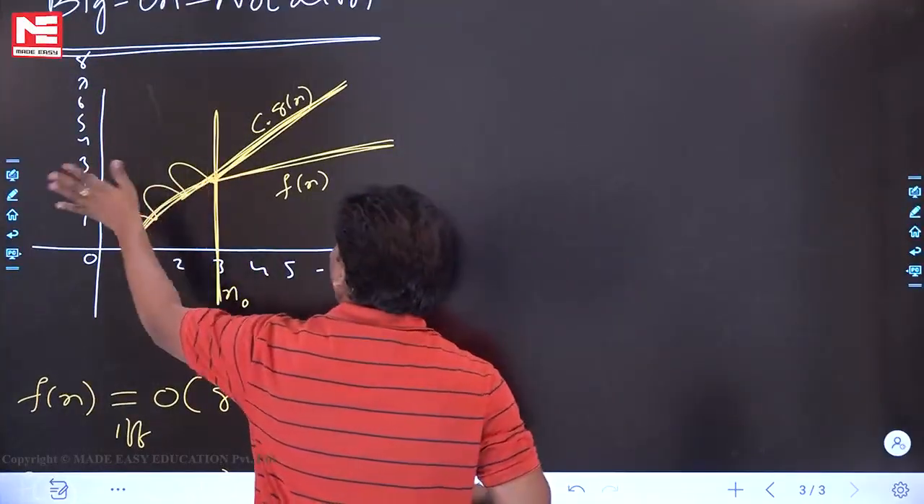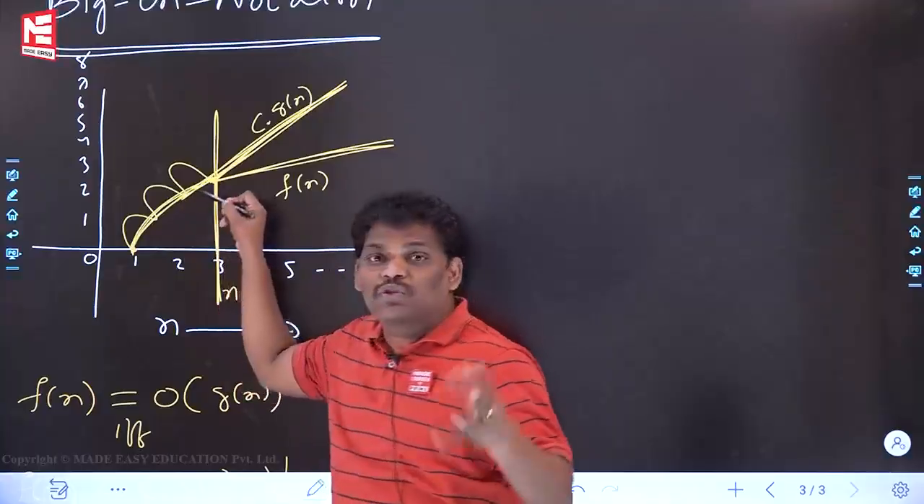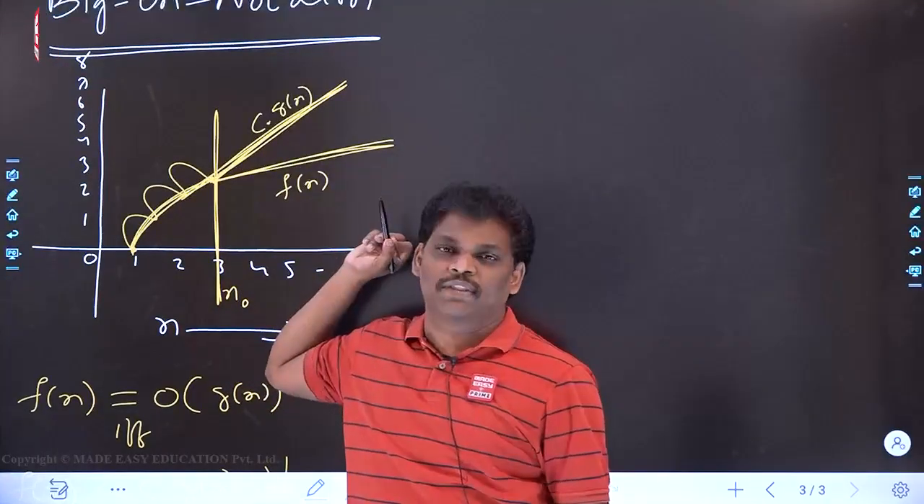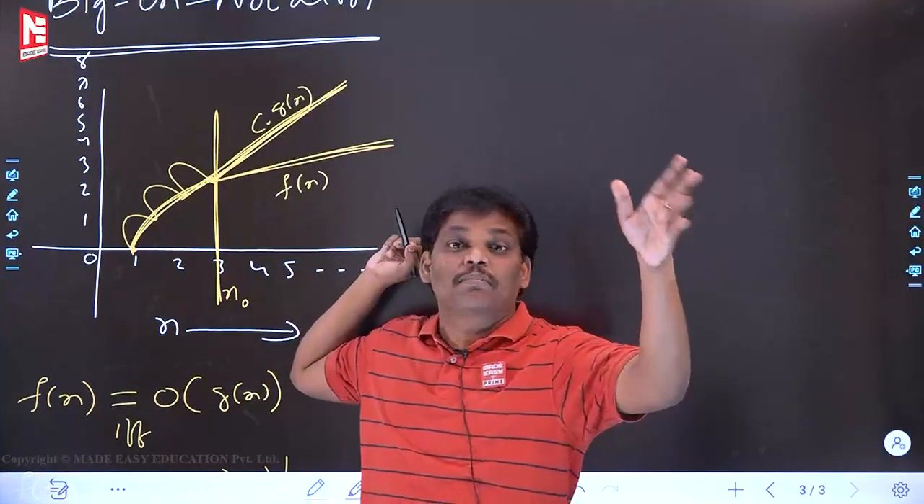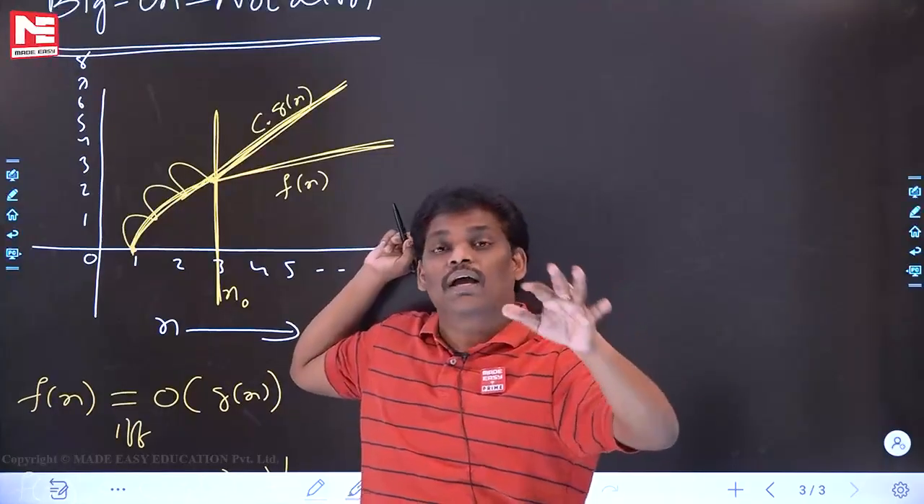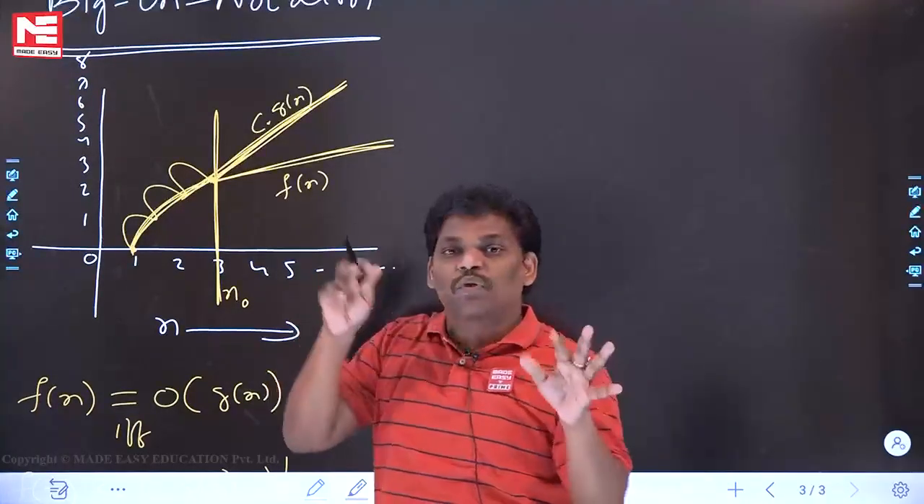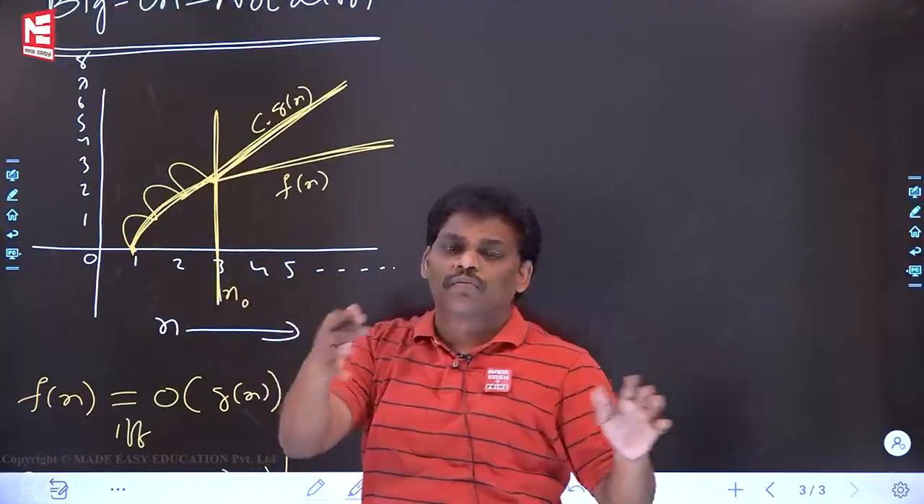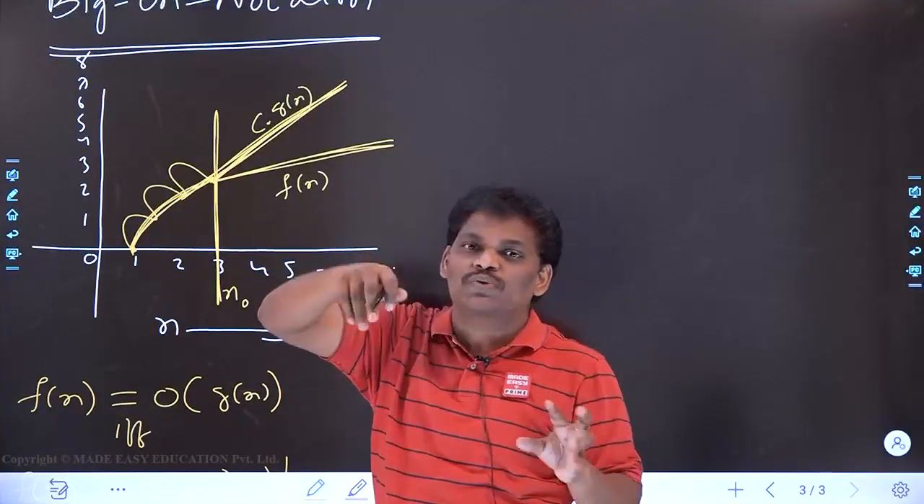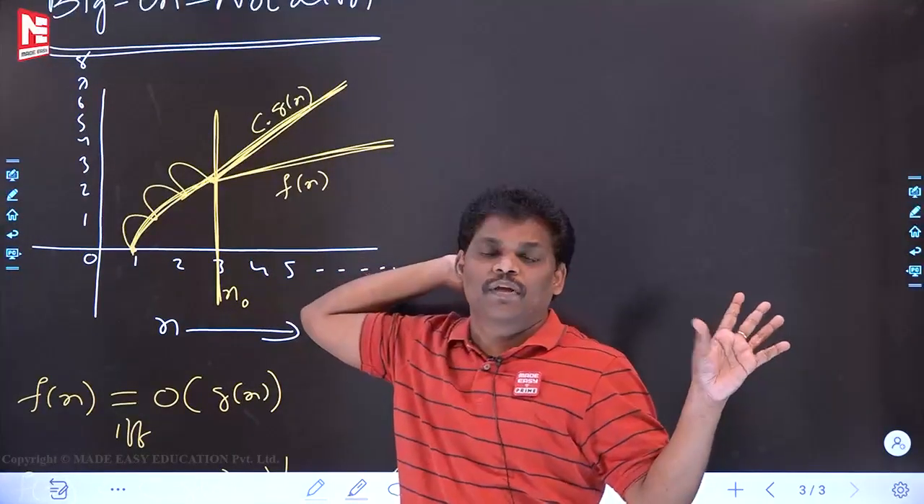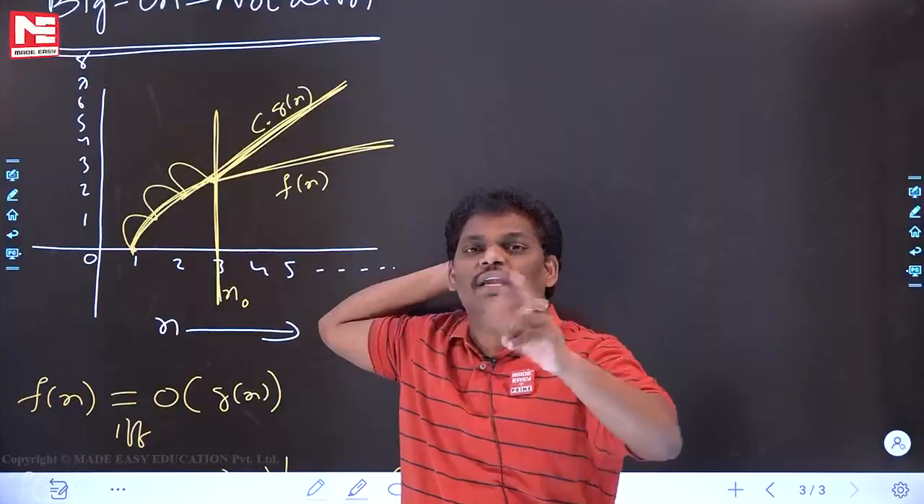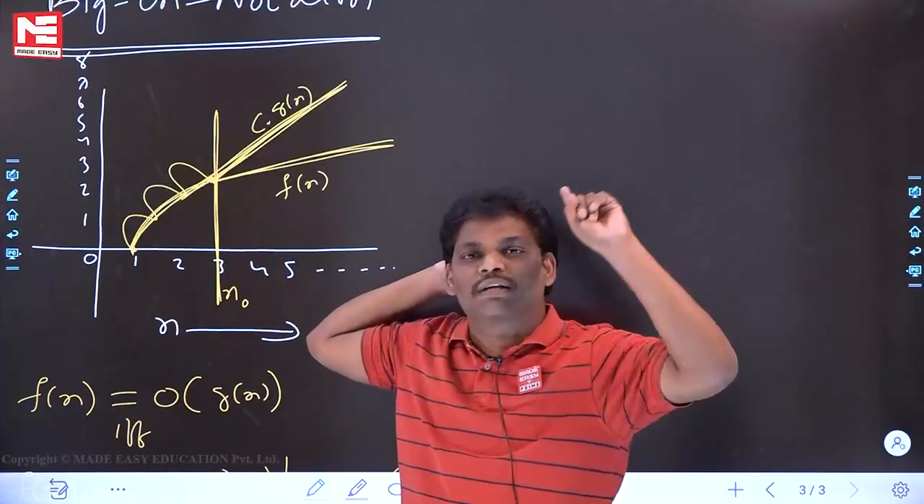Before n0, anything can happen. This is the area where I don't know clearly what the relation between them is. Maybe f is bigger, maybe g is bigger, maybe equal. I am unable to comment. If you are also unable to comment, please don't worry. From which place onward are you able to see the relation between them clearly? From this point onwards, I can say g is bigger than f after taking c's help.